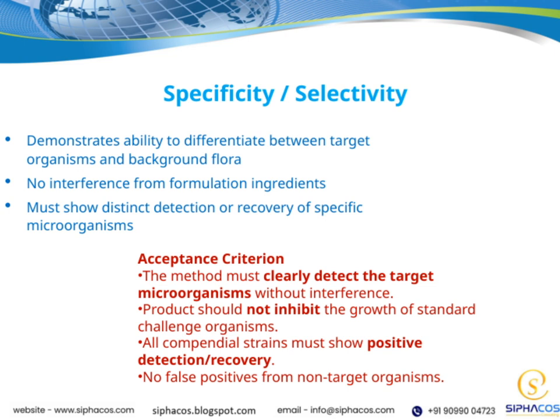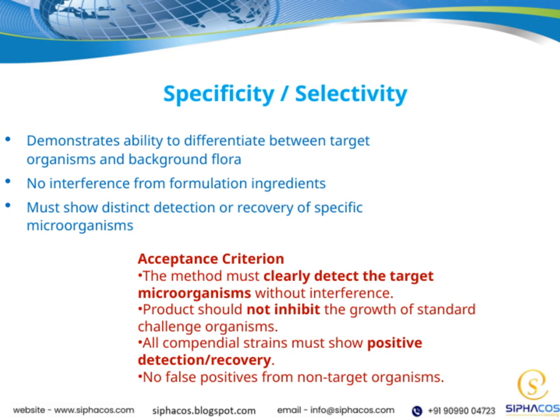Another key point is the method's ability to differentiate between target organisms and background flora. This selectivity is vital because in real-world samples, many other microbes are present, and our method must distinguish the ones we're targeting. We also need to confirm that there's no interference from the formulation ingredients. Sometimes, components of the product itself can affect detection, so our method must be robust enough to handle that.